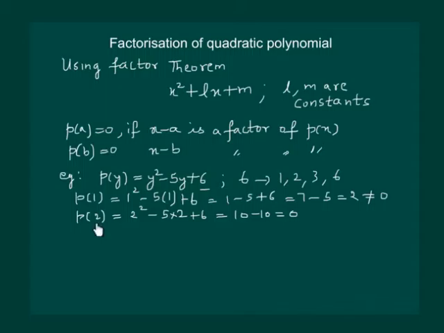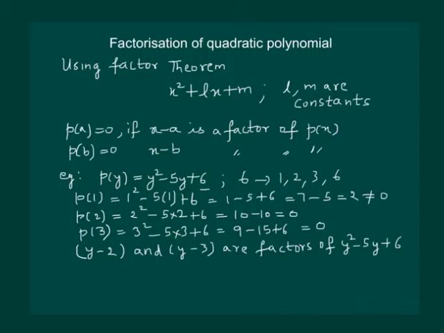We get p of 2 equal to 0. That means y minus 2 is a factor of p(y). Now let us check for p of 3. p of 3 is also 0. That means y minus 3 is a factor of p(y). And now p(y) can be written as the product of the factors.